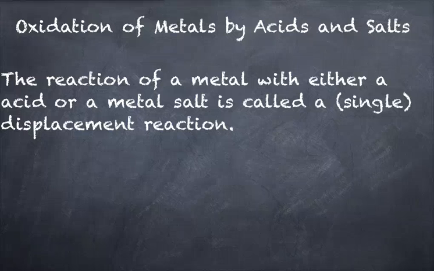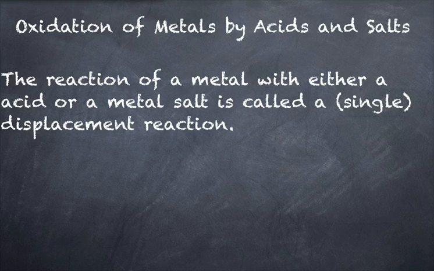Welcome back. In this video we're going to turn our attention to the oxidation of a metal. We can see that a metal can be oxidized, or remember, that is having electrons stolen from it so that it becomes more positive, like a cation. You can do this by acids and also by metallic salts. When this happens, this is called a single displacement reaction.